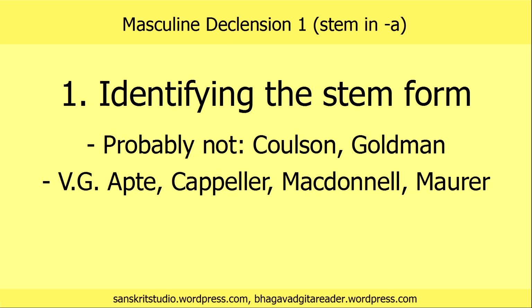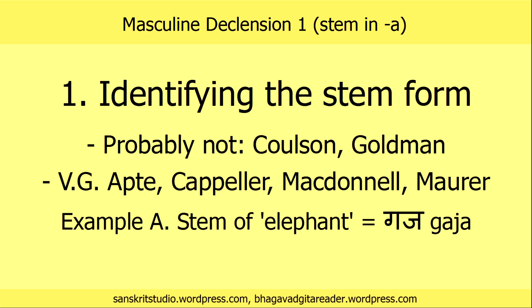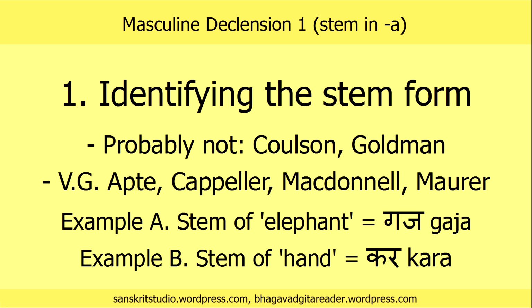So when we are actually doing step one and using the right dictionaries and word lists, then we will see that in example A, the stem of elephant we will find to be gaja. And then in example B, we will find that the stem of the word hand is kara.